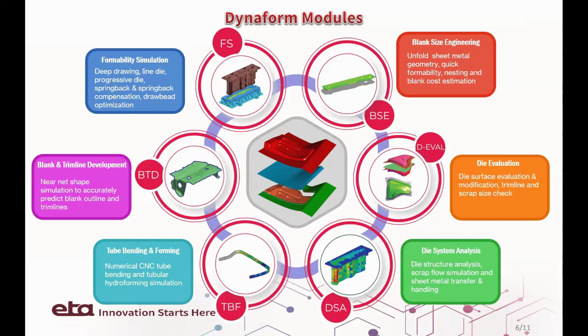Dynaform also consists of blank and trimline developments, which is utilized to conduct near net shape simulations for prediction of blank outline and trimline using an iterative optimization approach. Lastly, the tube bending and formability module is utilized to conduct CNC tube bending and tubular hydroforming simulation. With all the modules, Dynaform helps to quickly resolve complicated sheet metal stamping issues.